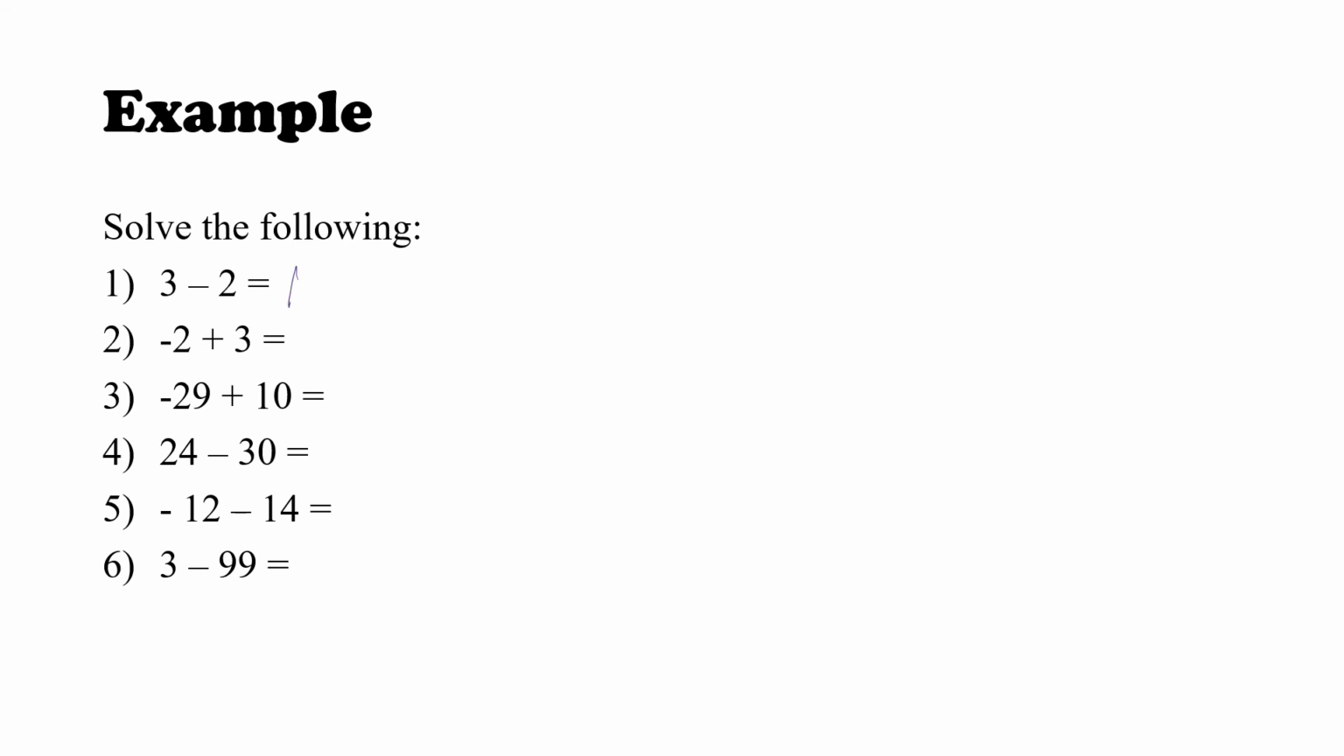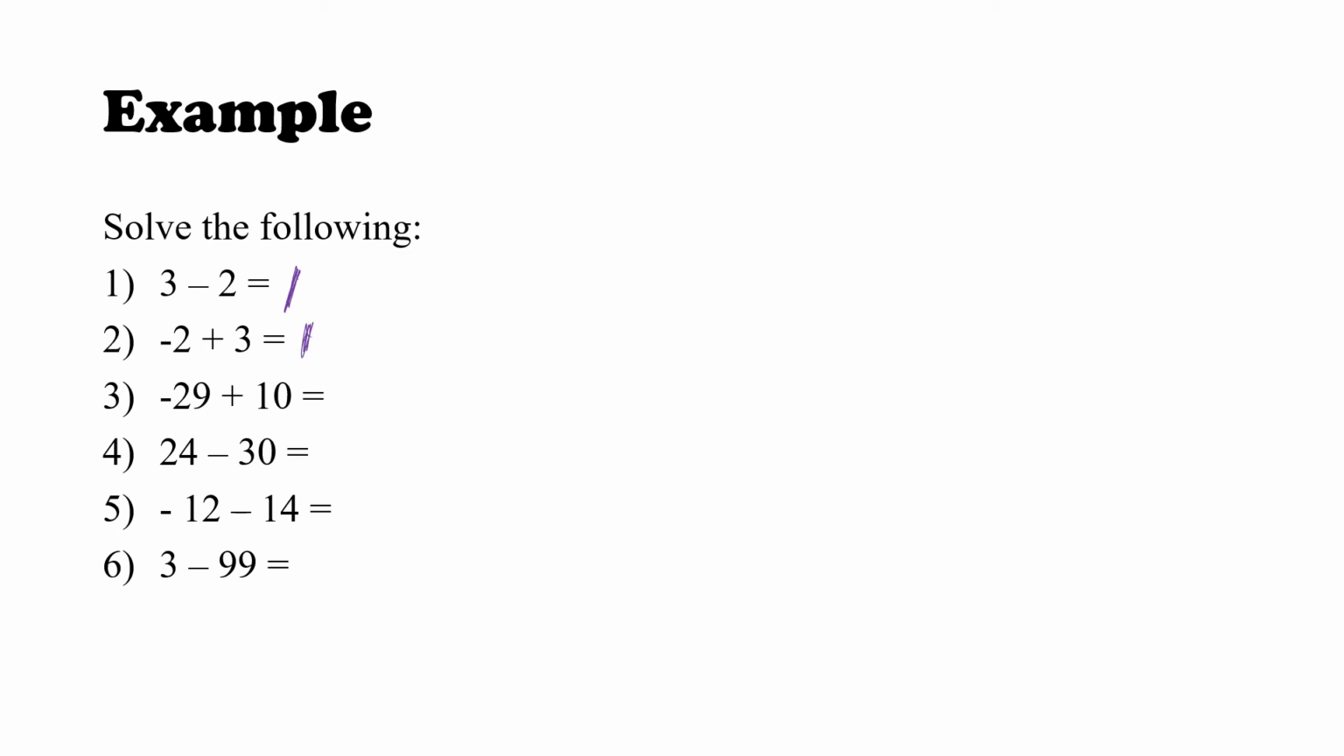3 minus 2, we know that is 1. So I want many up here. Minus 2 plus 3, and let us apply the rule. The signs are different. So what does the rule say? Take away the smaller from the bigger and you keep the sign of the bigger one. So this is the same as the first one. So the answer here is still 1.